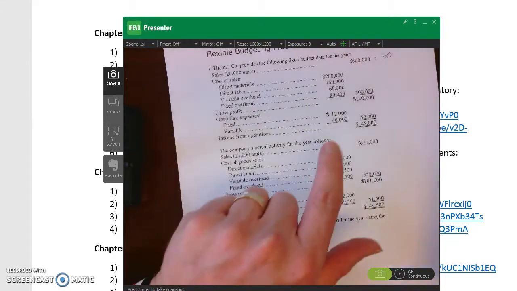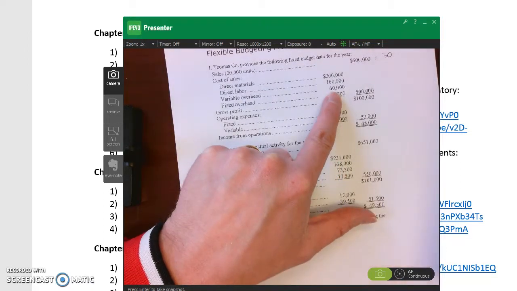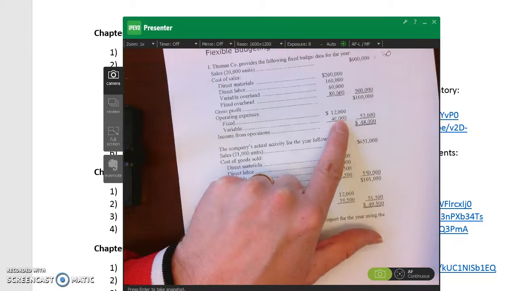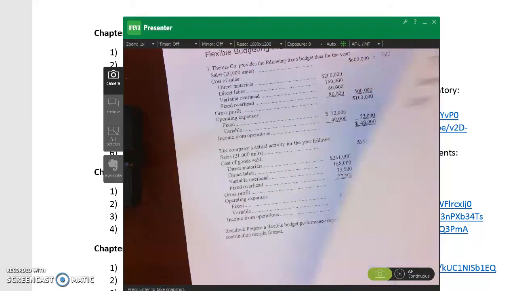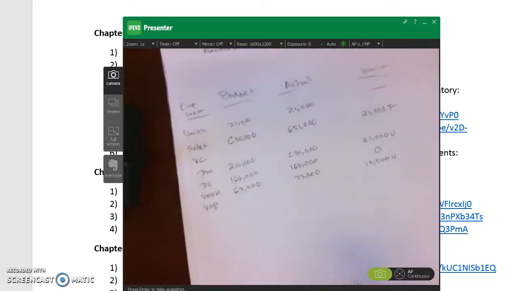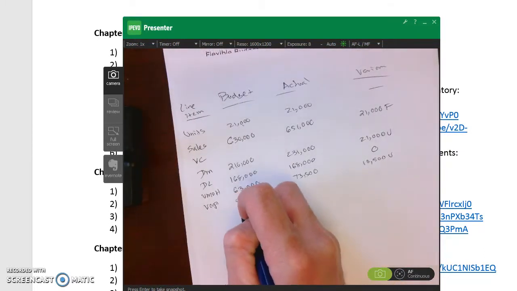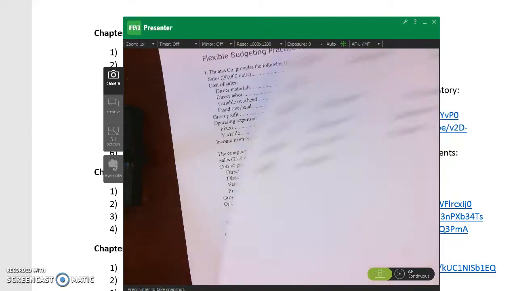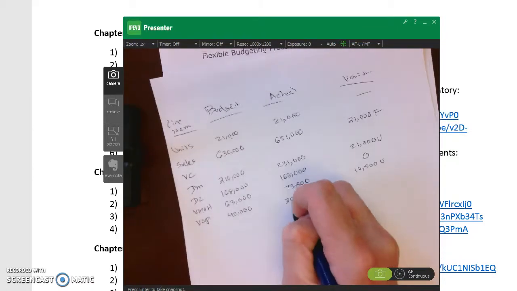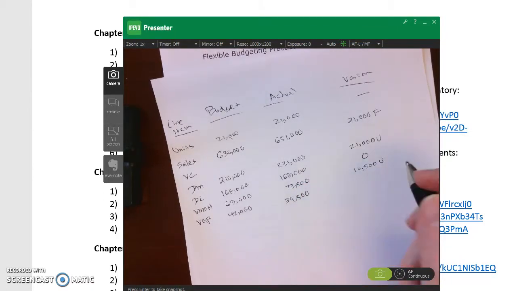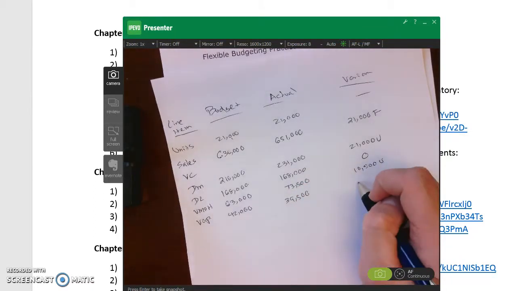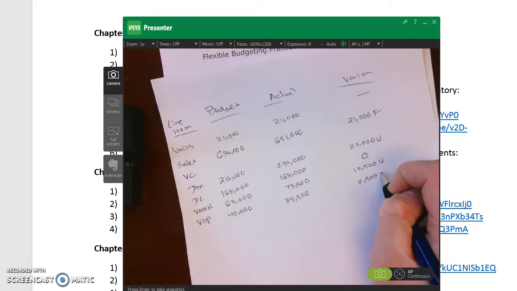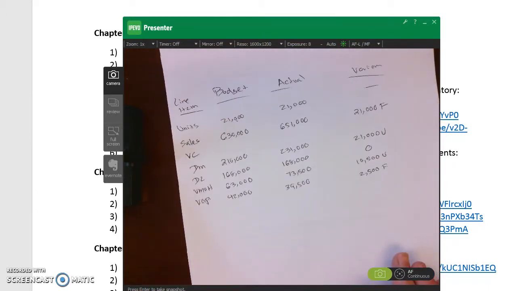And then finally, with our variable operating, we take the variable operating 40,000 divided by the 20,000, which gives us 2, times 21,000 gives us 42,000, and then our actual variable operating is 39,500. Okay, and so what we have over here is our $2,500, and of course that's going to be favorable because our actual costs are lower than our budgeted costs.